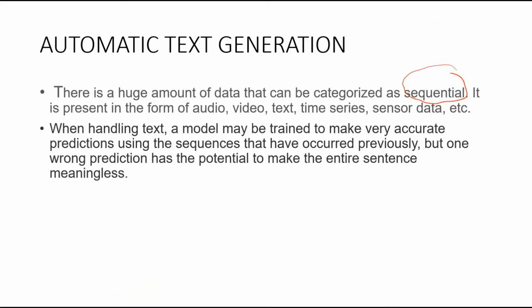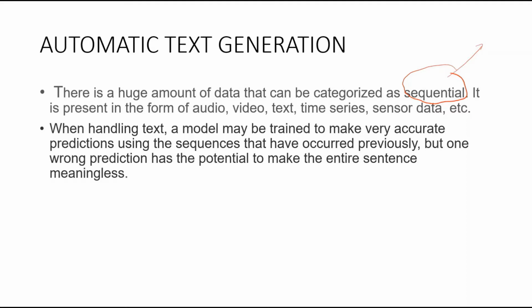Dhanesh here. In automatic text generation, there is a huge amount of data that can be categorized as sequential. Sequential means the current data depends on the historic data. That's why we call it sequential data. It's present in the form of audio, video, text, time series, sensor data, etc.